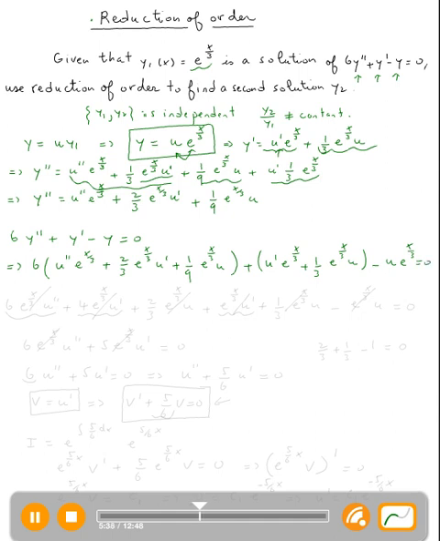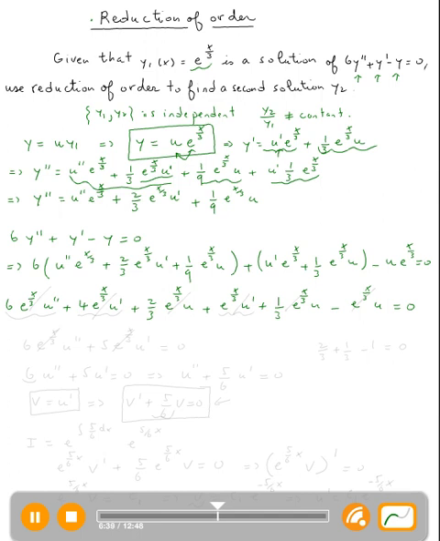Now let's distribute. We'll get 6e to the x over 3 u double prime plus 6 times 2, 12 divided by 3 is 4, so it's 4e to the x over 3 u prime, plus 6 times 1 over 9, 6 over 9, which is 2 over 3, 2 over 3 e to the x over 3 u, plus, just adding them up, e to the x over 3 u prime plus 1 over 3 e to the x over 3 u minus e to the x over 3 u, and this is going to be 0. Alright, what's next?